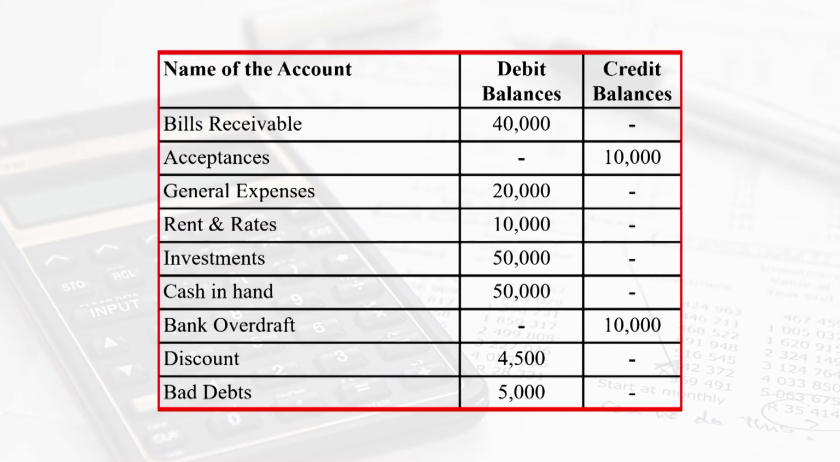Then the next one is discount. Here discount received may be there, or discount allowed may be there. If it is shown in the debit balances, it means we have provided the discount to our customers. If we have provided the discount, it becomes an expense for the business. Therefore all the expenses will have a debit balance and has been shown under the head debit balances. Then bad debts, the amount which we could not recover is called bad debts. So it becomes a loss for the business, and all the expenses and losses have a debit balance. So it has a debit balance of rupees 5000.